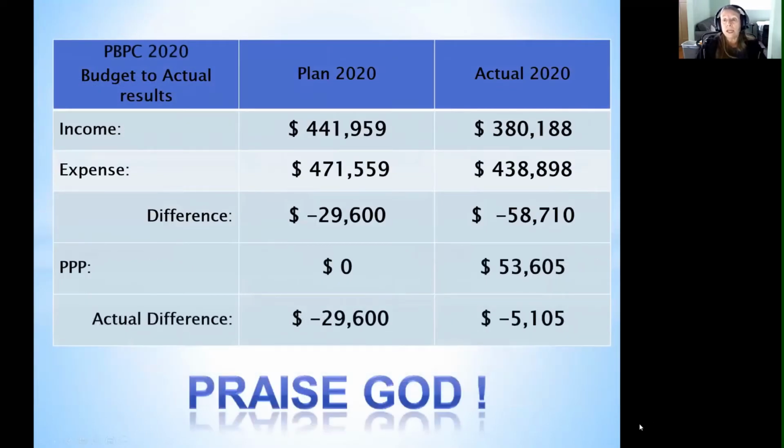So as a summary, the plan for 2020 is what was budgeted for. You can see the actual there. We had originally predicted a $29,600 loss. When we net out the two items, it was actually $58,710, but we also were able to obtain a forgivable loan, the Paycheck Protection Program, and the church's share was a little over $53,605. So once we factor that in, we were only down about $5,100.